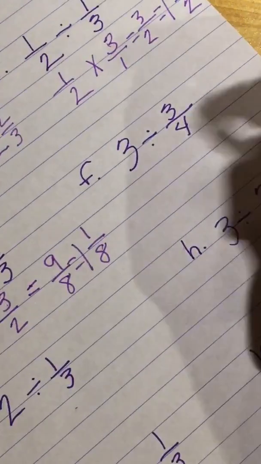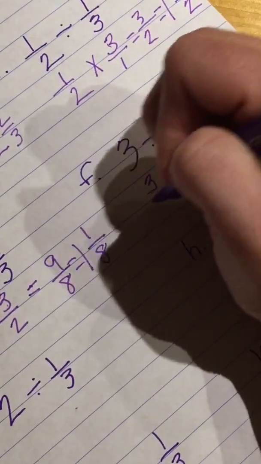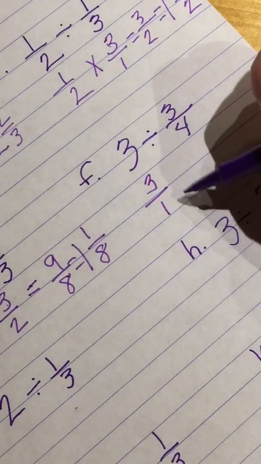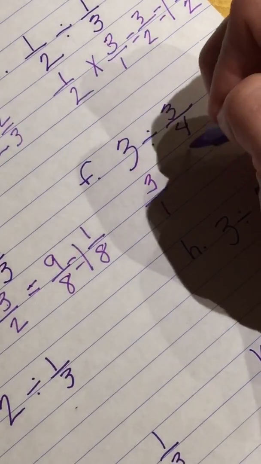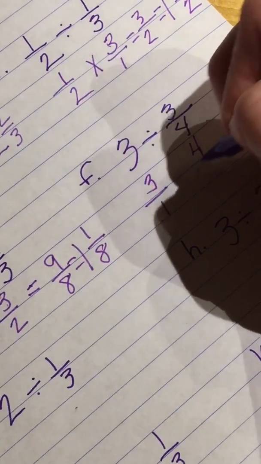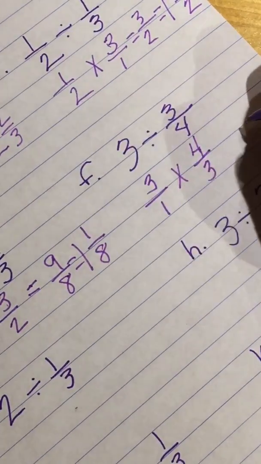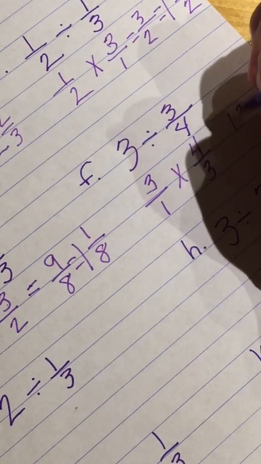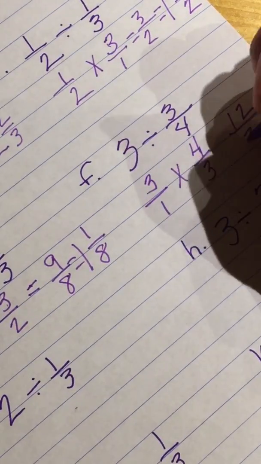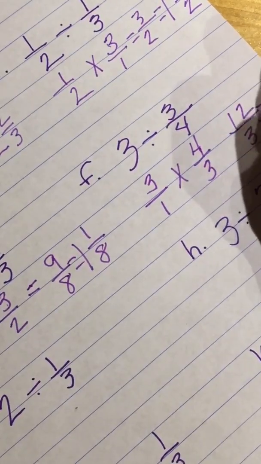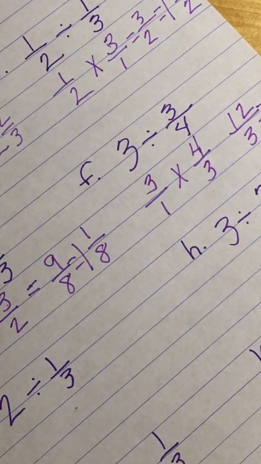So my next problem has a whole number. I put that whole number over the 1. That is still 3. Now I need to find the reciprocal for 3/4, and it is 4/3. I multiply. 3 times 4 is 12. 1 times 3 is 3. And I know that equals whole number 4.